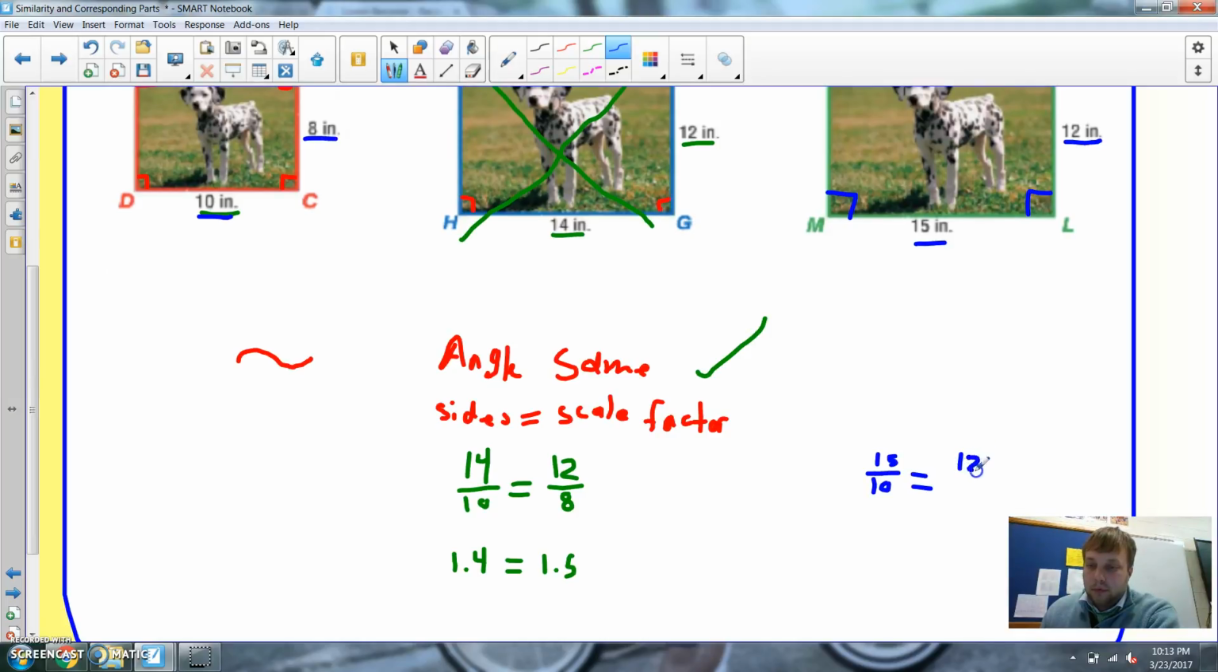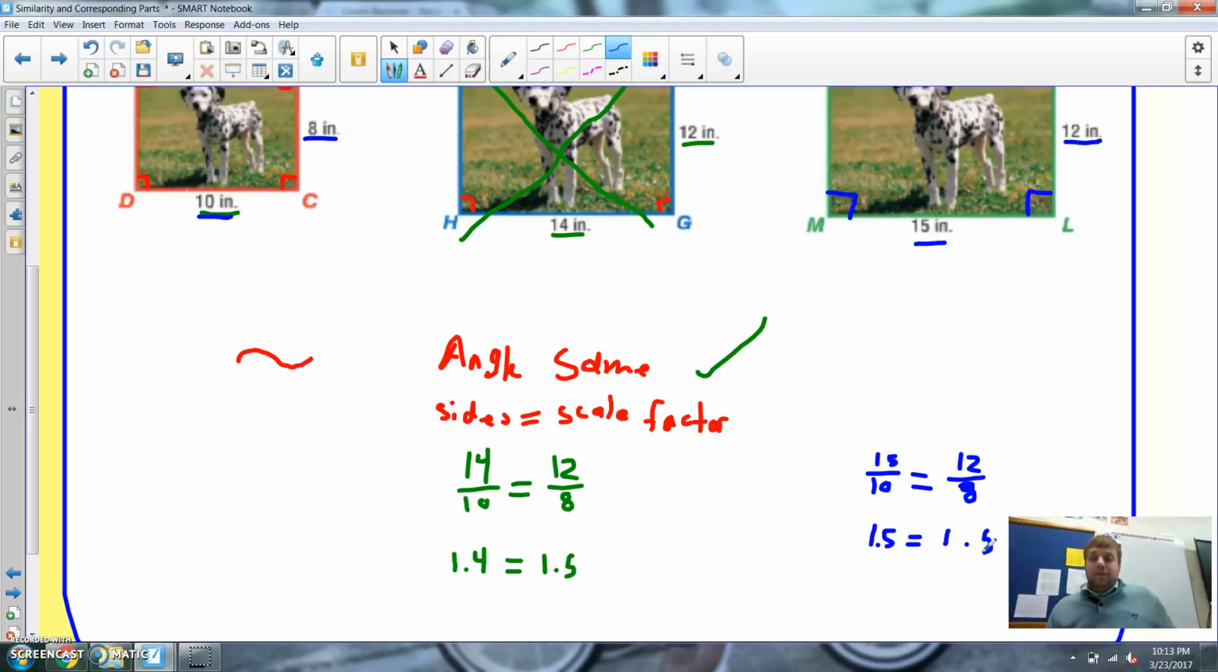12 divided by 8. All right, so 15 divided by 10 is 1.5. And like always, I want you to figure out what 12 divided by 8 is and tell me what that answer is. Okay, that is also 1.5. So it looks like the sides and the bases have the same scale factor.